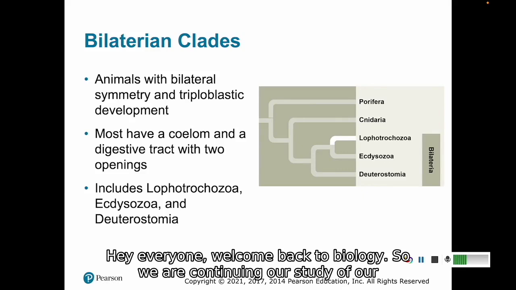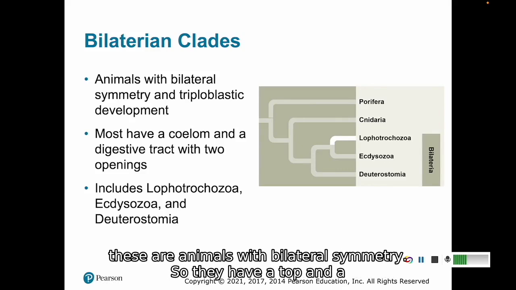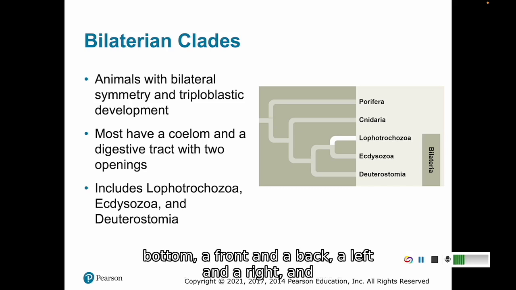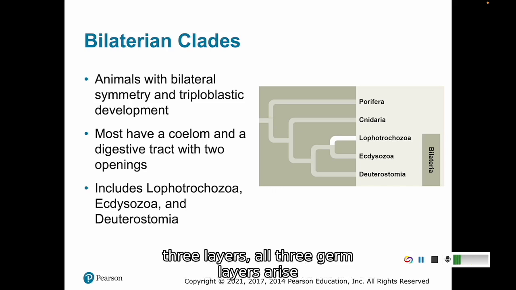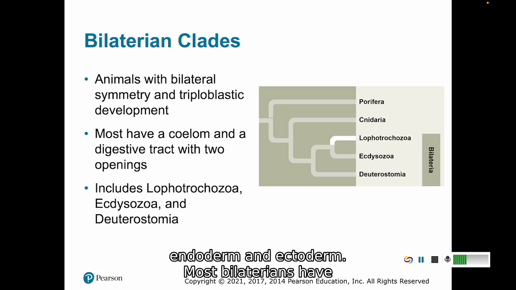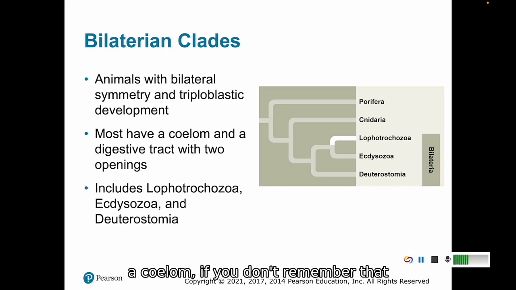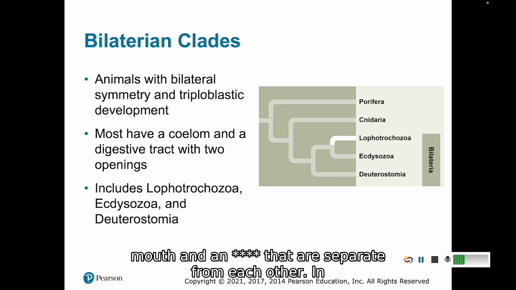So we are continuing our study of animals with now our bilaterian clades. If you remember that term bilateral, these are animals with bilateral symmetry. So they have a top and a bottom, a front and a back, a left and a right. And triploblastic development. So all three germ layers arise during gastrulation: mesoderm, endoderm, and ectoderm. Most bilaterians have a coelom. If you don't remember that, please go back and look that up. And a digestive tract with two openings, a mouth and an anus that are separate from each other.